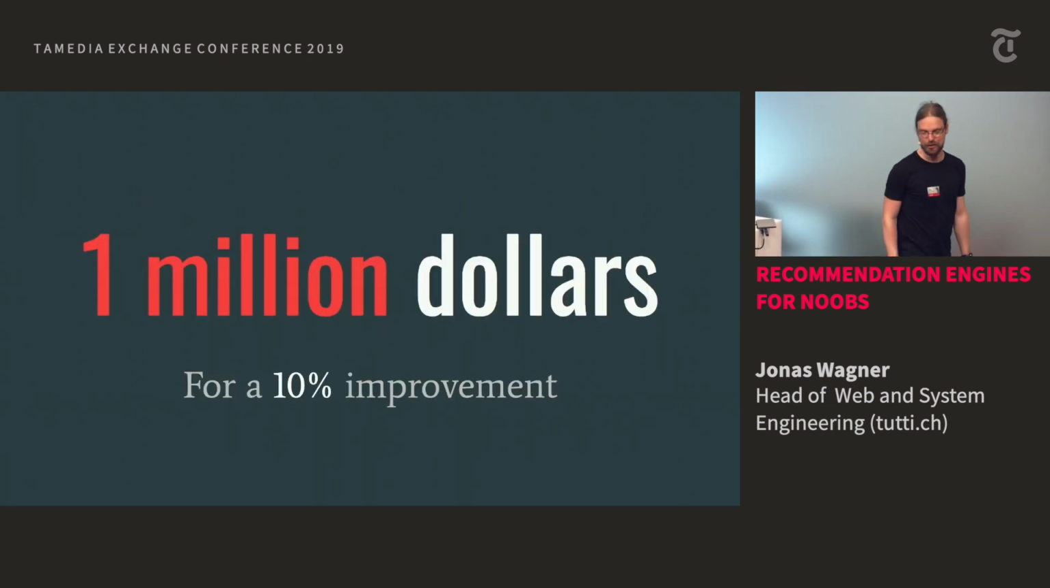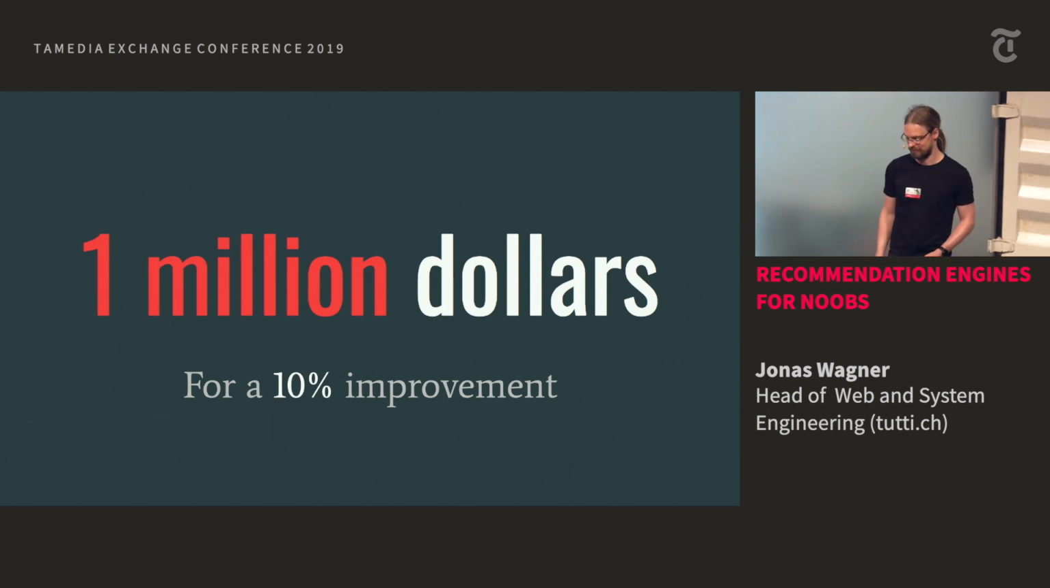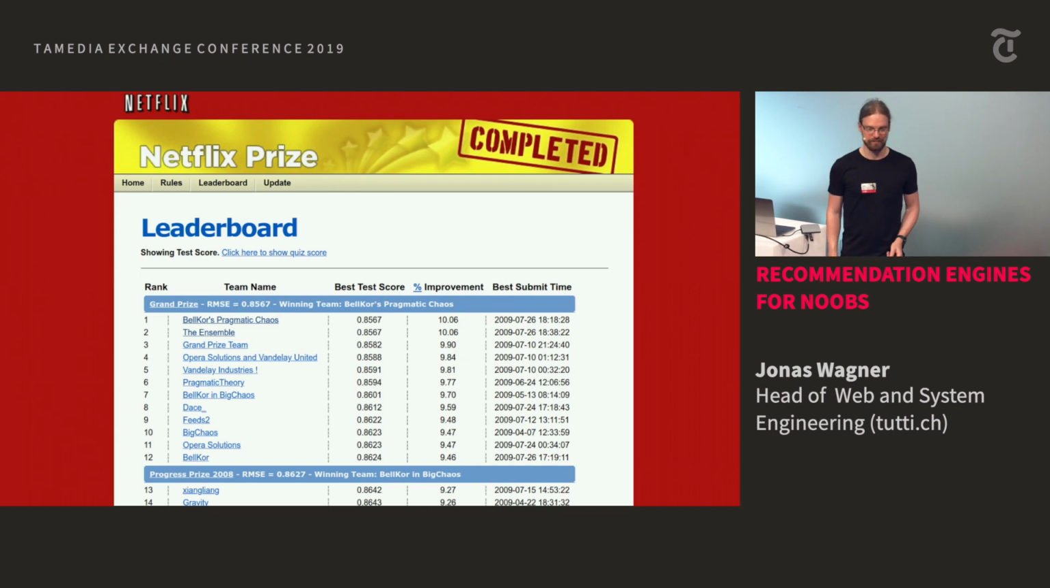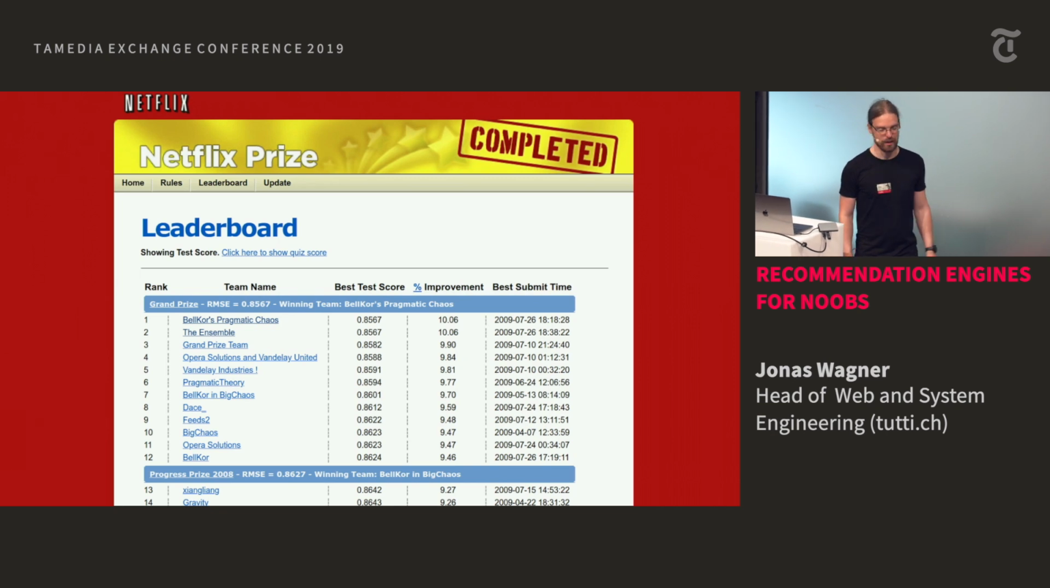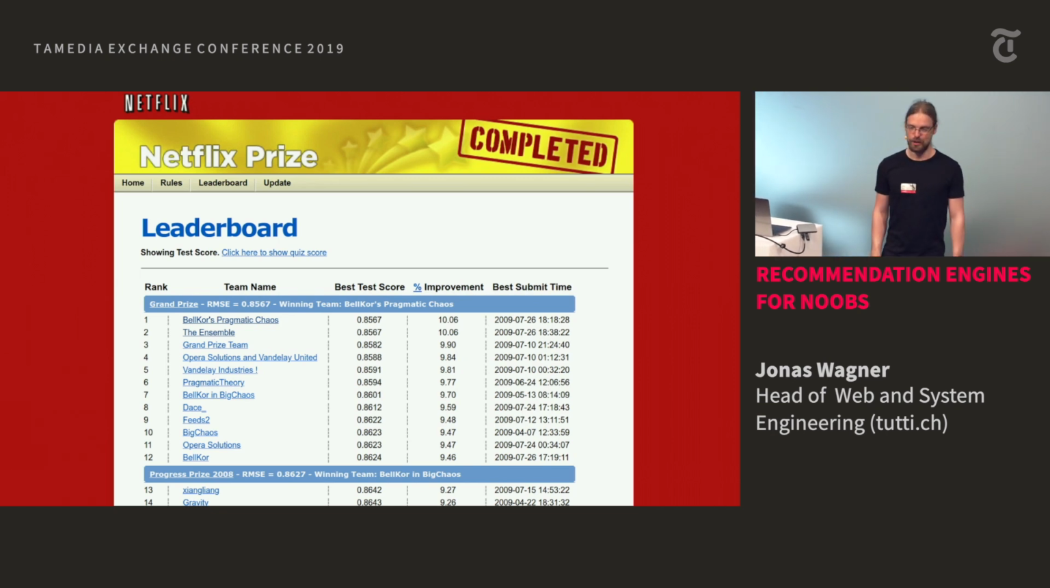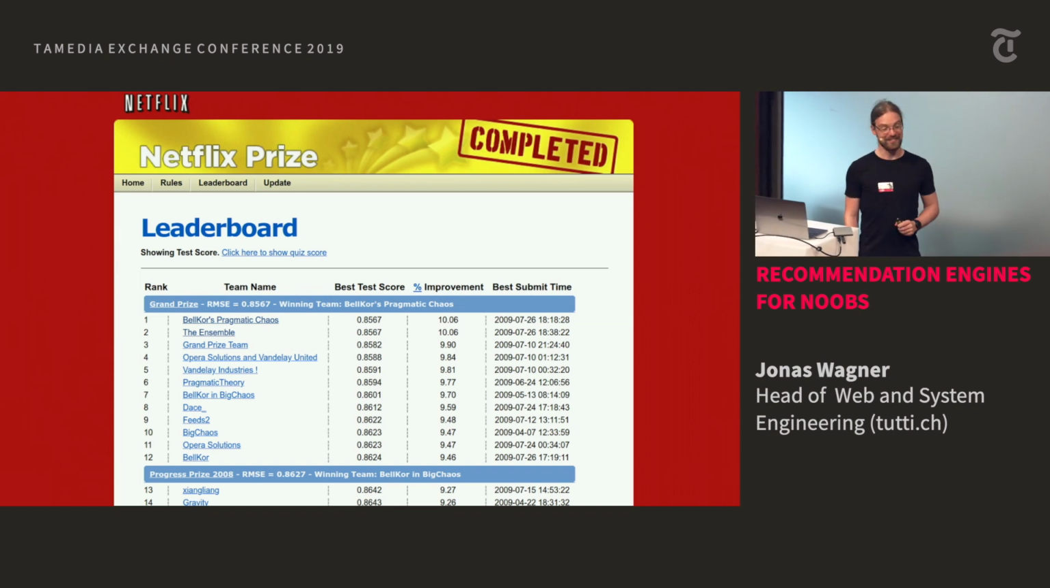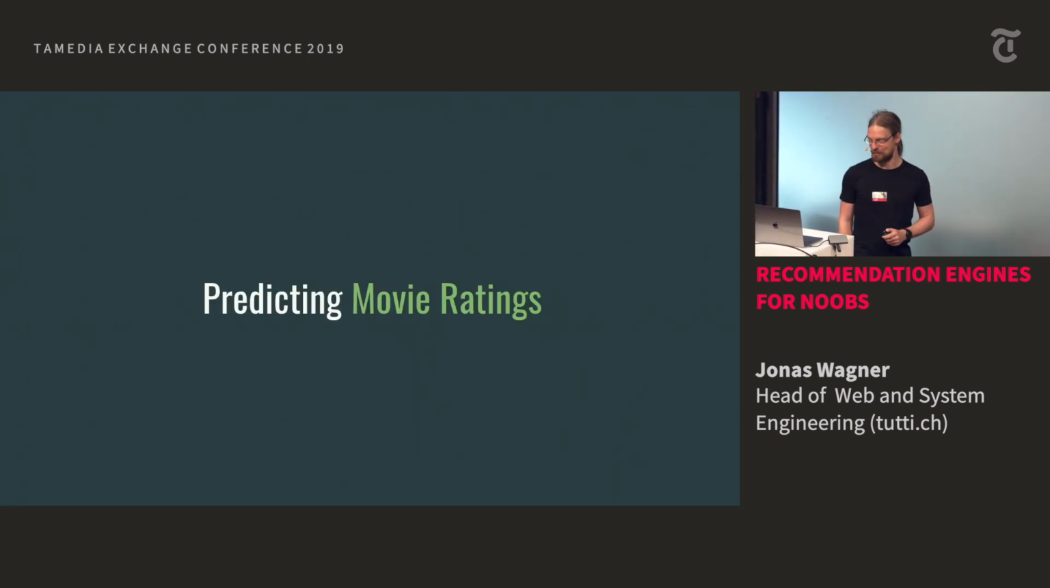$1 million for a 10% improvement. That was the tagline of the Netflix prize. It's basically a competition to find a movie recommendation algorithm launched by Netflix in 2006. It took until 2009, and when they finished, there's lots of cool war stories to share there, in how collaboration of diverse teams results in better results than they would have done individually. But we're not going to do that. We're just going to predict movie ratings.